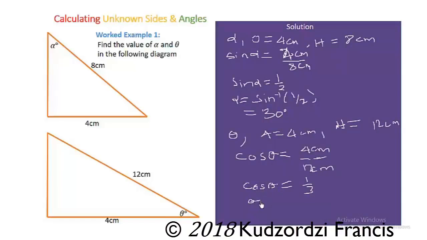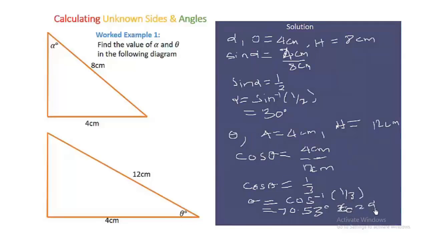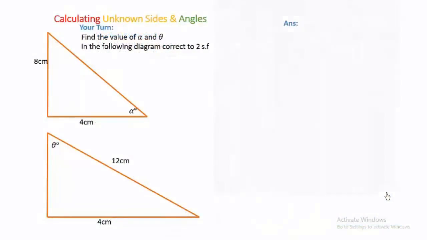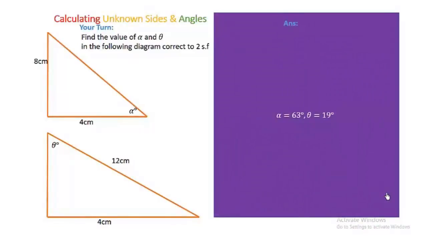So theta will be equal to the cos inverse of 1 over 3, and this will be equal to 70.53 to 2 decimal places. Now this is your turn. You try this one, and you should obtain this as your answer, correct to 2 significant figures.